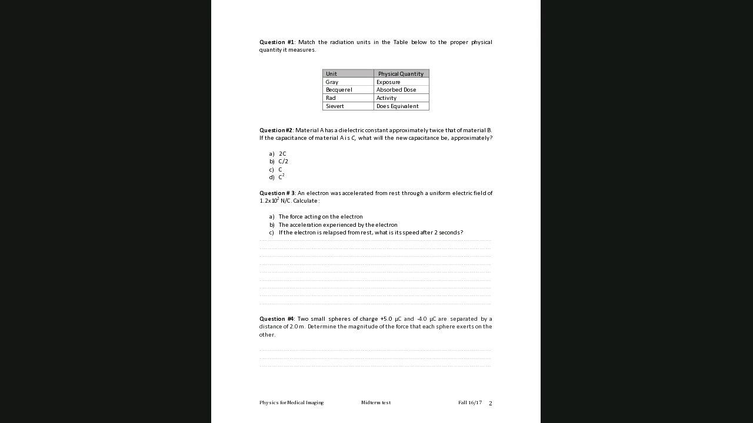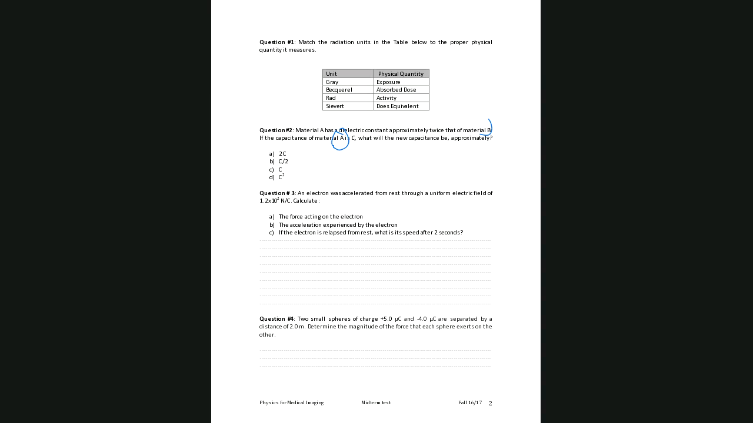Question number 2, I actually canceled this question. If you remember, I just took it out and it did not count. The reason I canceled this question is because it was missing some information. What is it telling you? It's telling you there are two parallel plate capacitors, capacitor A and capacitor B, and the dielectric material in one of them is kappa and in the other is twice that.